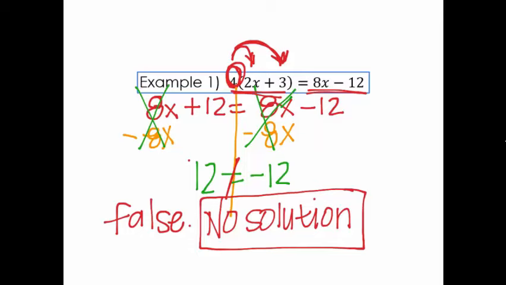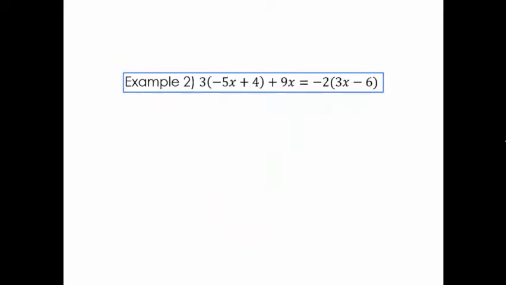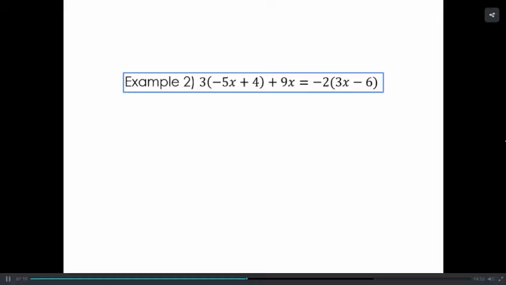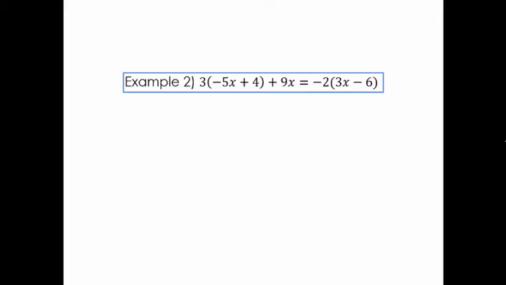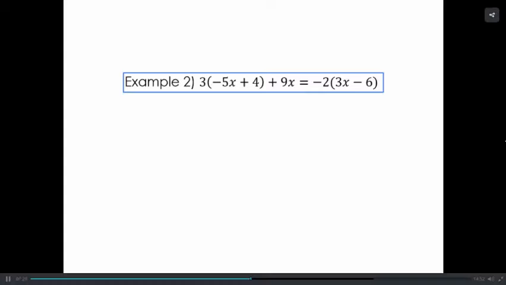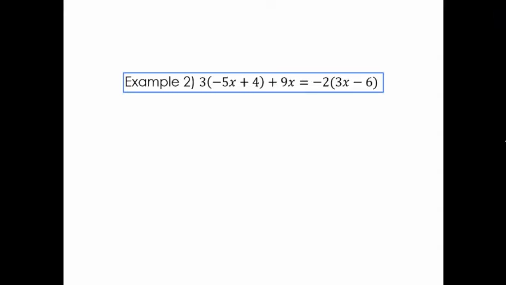Let's look at example 2. Make sure you have this copied down. I have 3 times parentheses negative 5x plus 4 plus 9x equals negative 2 times parentheses 3x minus 6. Go ahead and get your first step finished here. Remember what operations are really important, what properties you might see. Take just a minute and get this started silent solo on your own. Go.